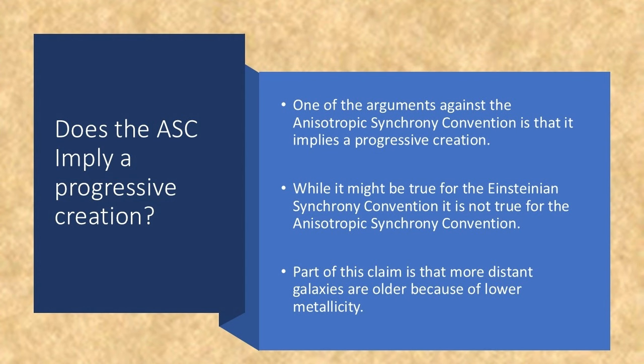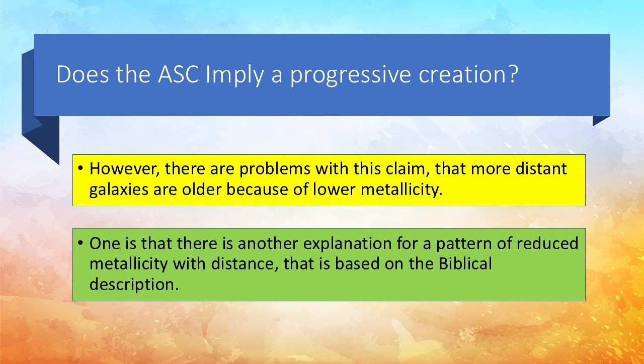One of the arguments against the anisotropic synchrony convention is that it implies a progressive creation. While this might be true for the Einsteinian synchrony convention, it is not true for the anisotropic synchrony convention. Part of this claim is that more distant galaxies are older because of lower metallicity. However, there are problems with this claim.